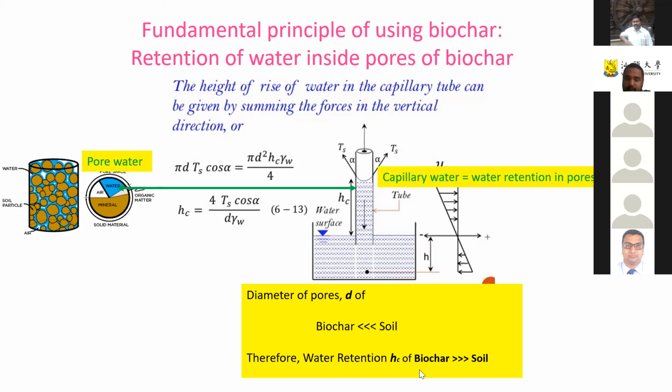So this is the very basic idea of using biochar in soil. Because it has very fine pores, the water retention in biochar particles will be higher than that of soil on average. I am talking about average pore size. In addition, biochars have functional groups which can also increase water retention.